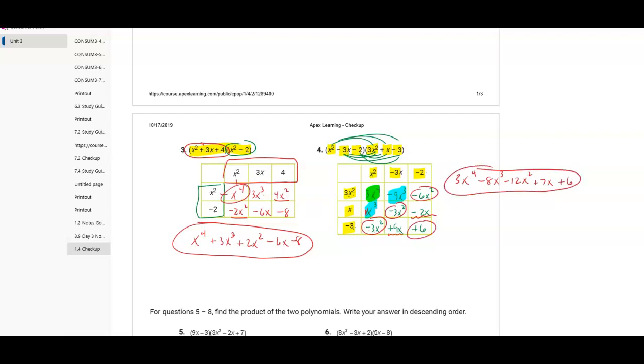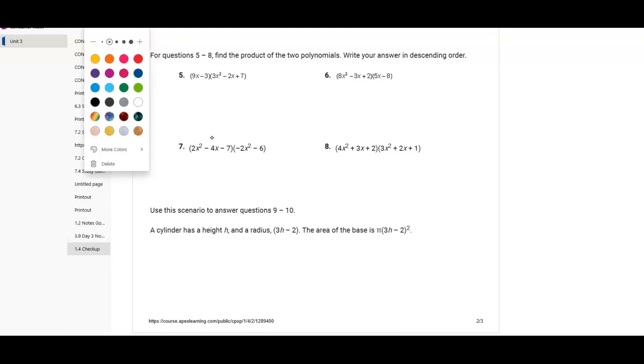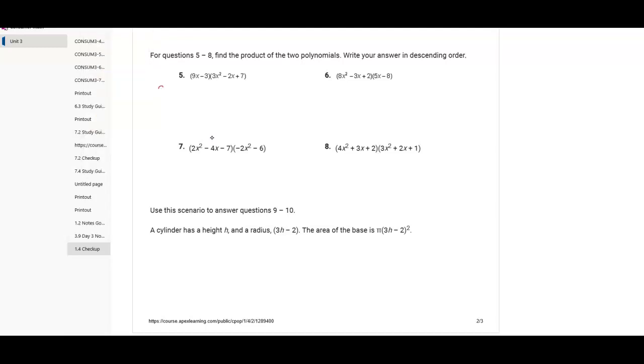So when you multiply a polynomial with 3 terms by a polynomial with 3 terms, you're going to get that polynomial. Okay, so the next one, when we go to do these, you don't have the box now. So remember, I'm going to pull the 9x out and distribute it to 3x squared minus 2x plus 7. Then I'm going to pull out the minus 3 times 3x squared minus 2x plus 7. And now I'm going to distribute.